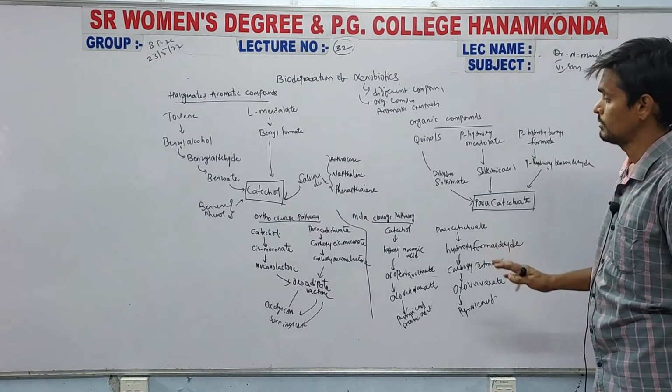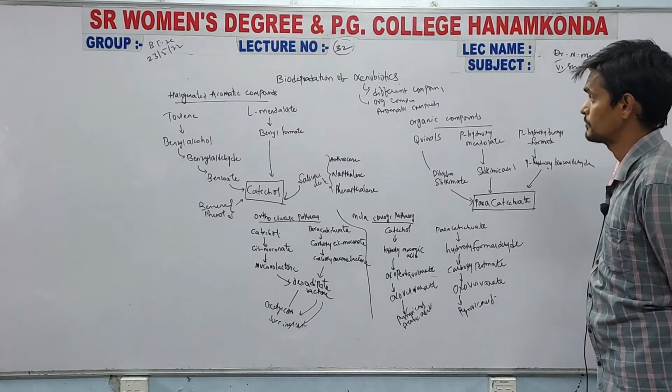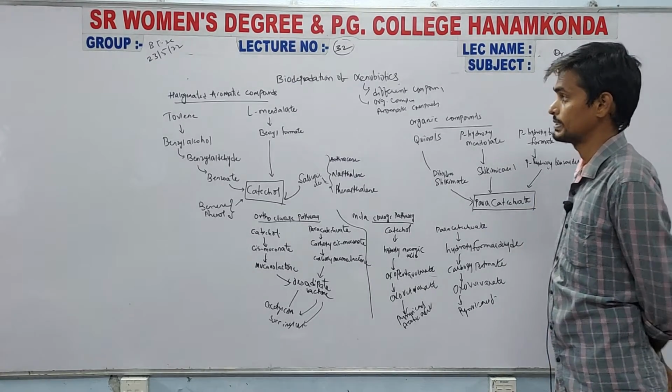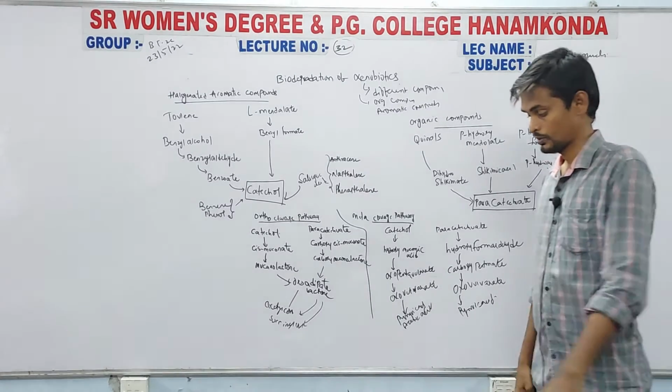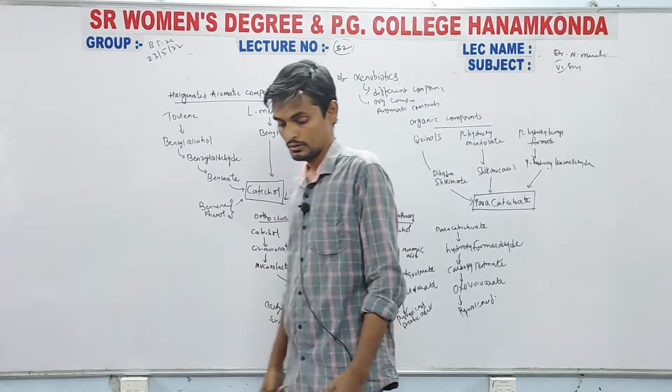So this is all about biodegradation of xenobiotics, in which we have seen the examples of aromatic compounds and organic compounds. So once again we will revise.